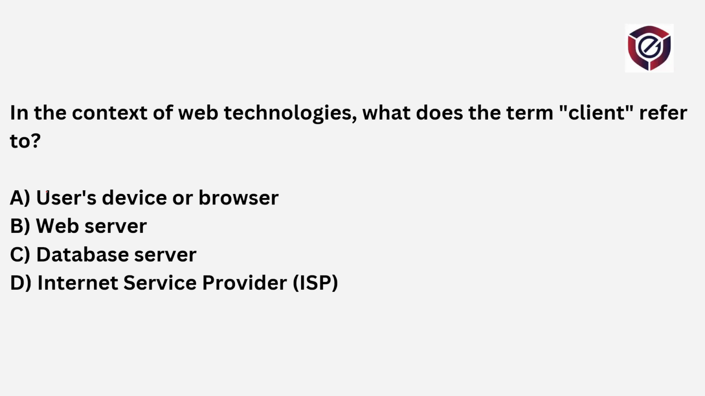So the correct option over here is user's device or browser. Any particular device or browser that I'm using is called a client. And whatever web server we have is called a server. Database server is called either a database or a server. ISP is related to networking, not related to client nor server.